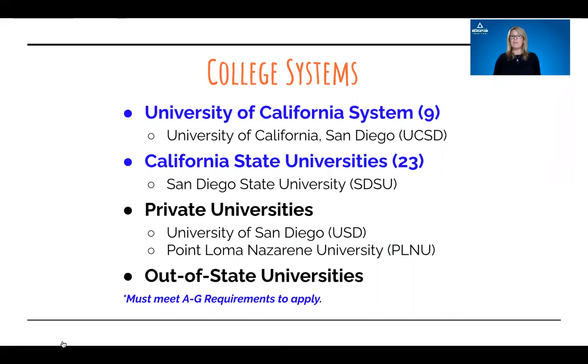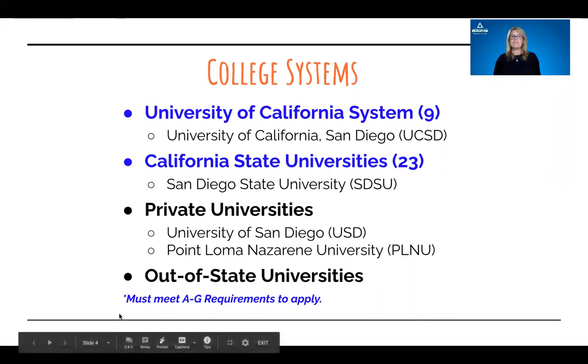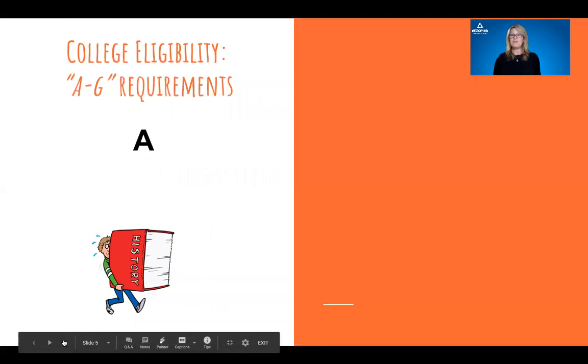And then we also have our private universities as well as our out-of-state universities where students may be applying. However, as you can see, the only ones that are in blue are the schools in which students must meet A through G in order to apply. So what is A through G?